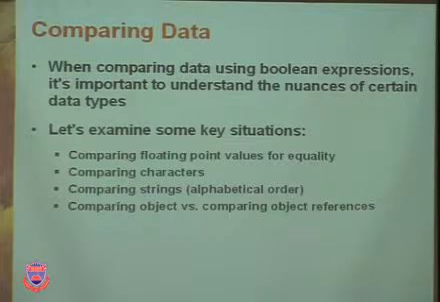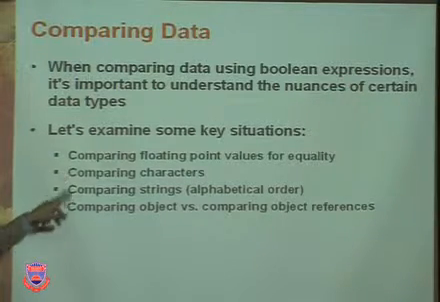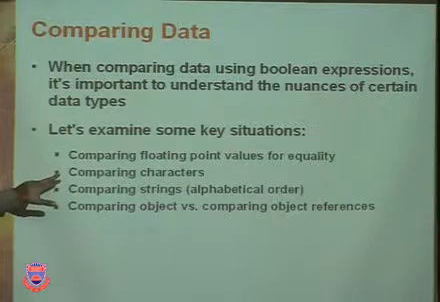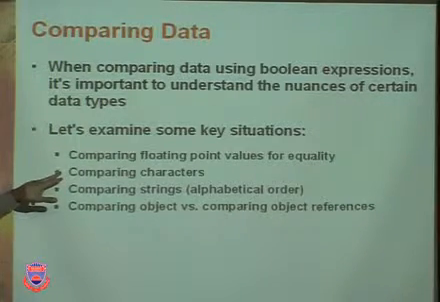However, if you have a scientific application which is really considering small precision numbers, then in that case you must be more careful with these kinds of comparisons. Comparing characters. With characters, how do we compare them? Based on what do we compare them?